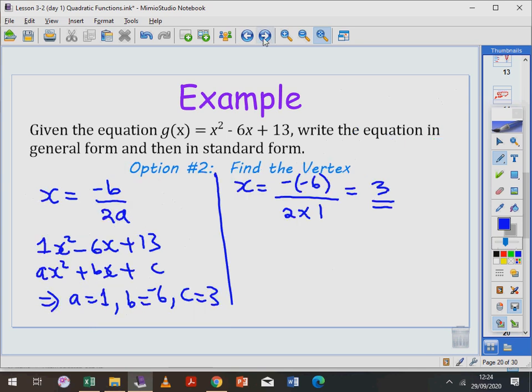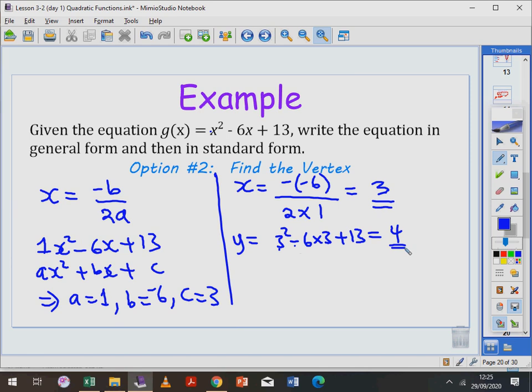So from here, the x value of the axis of symmetry is 3. When I get this 3 and substitute it in this equation, it should give me the y value of the axis of symmetry. So the y value will be 3 squared minus 6 times 3 plus 13, and that is supposed to give us 4. Let's check. 3 squared is 9, 6 times 3 is 18, 9 minus 18 is -9, plus 13 is 4. So I still end up with my x value as 3 and y value as 4.